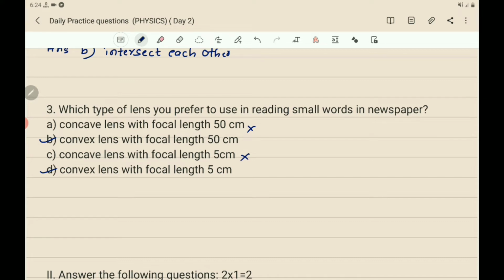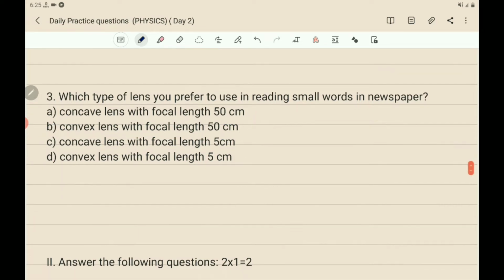But here, as the focal length decreases, its magnification goes on increases. So here, if you compare this and this, the option D is the suitable answer. So you write that here. What is the answer? D. Answer D, convex lens with focal length 5 cm.